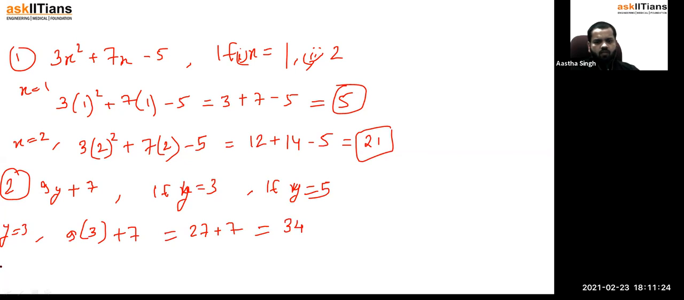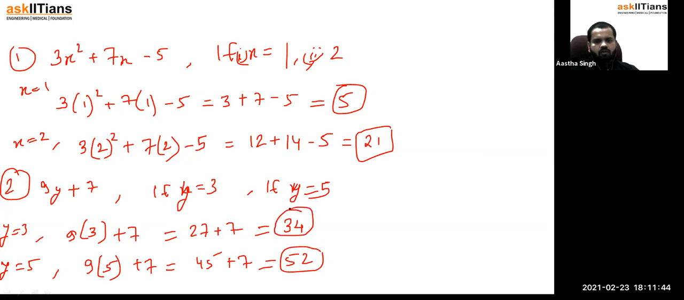Second, what if y is equal to 5? Just put the value: 9 multiplied by 5 plus 7. It becomes 45 plus 7. So it becomes finally 52. I think you all have got the point, right? To evaluate the value of an expression, just put the value of the variable into the expression, do the calculation, and find the desired result.